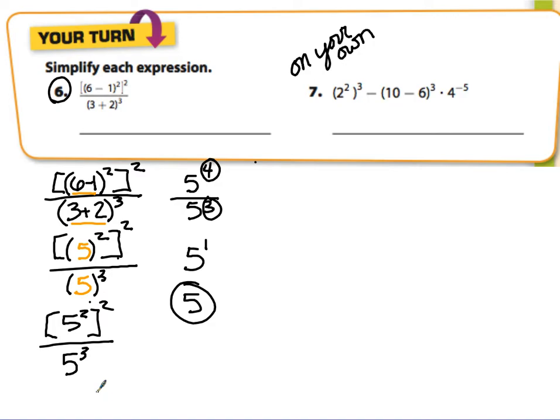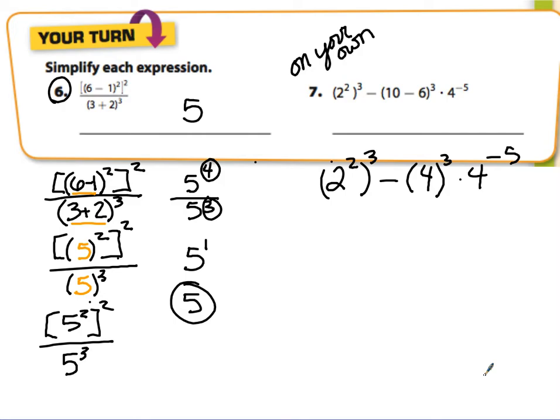Okay, I want you to go ahead and try this problem on your own, and when you come back, we'll check your work. Okay, so here we got 5. Here, our first step will be to do the parentheses, so I have 2 squared to the 3rd power minus, this would end up being 4 to the 3rd power times 4 to the negative 5th power.